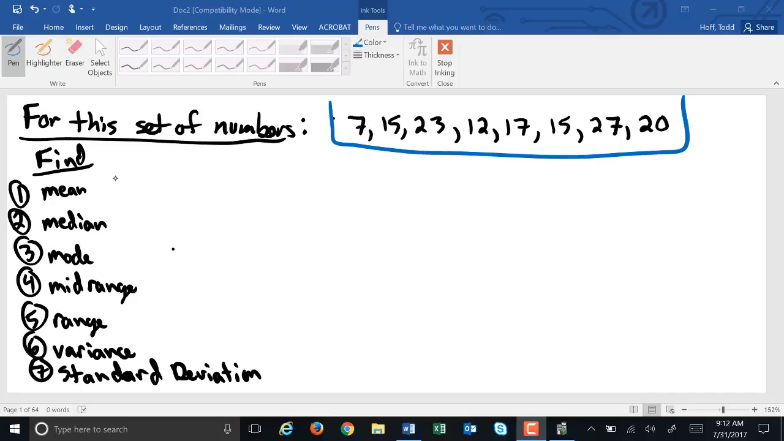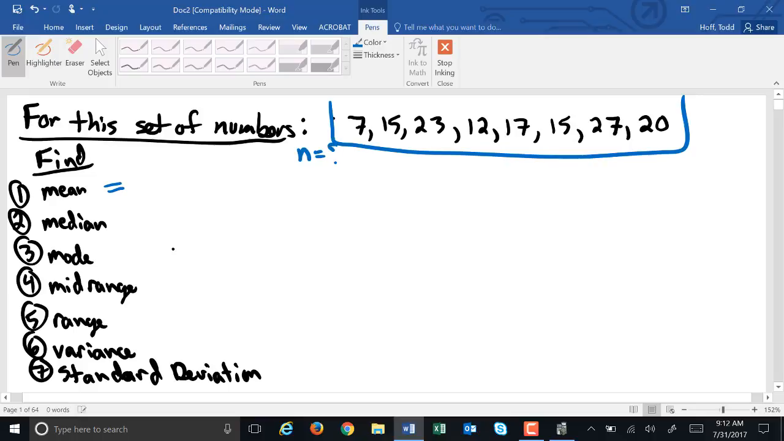Okay, to find the mean, what do we do? We add everything. Yeah, first we need to know that n equals 8. There are 8 numbers in the list. And yes, for the mean, we add them all up and divide by 8. If we add them all up, we get, what I believe, 136. And divided by 8 is 17. So we got a mean of 17.